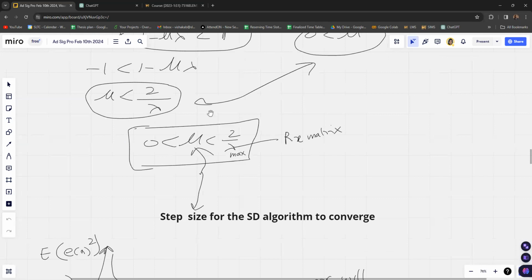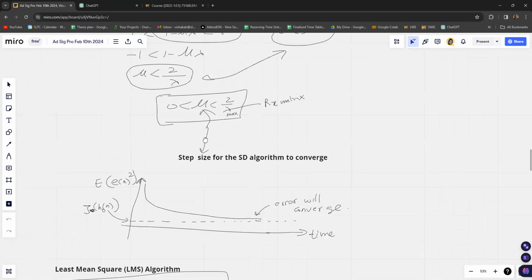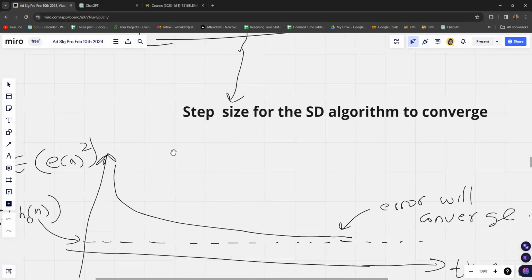So we can determine that the step size should be between these two limits, and if it is, then we can find a convergence in our filter coefficients. Our filter coefficients will converge after some time once we do the updates of filter coefficients iteratively over time.